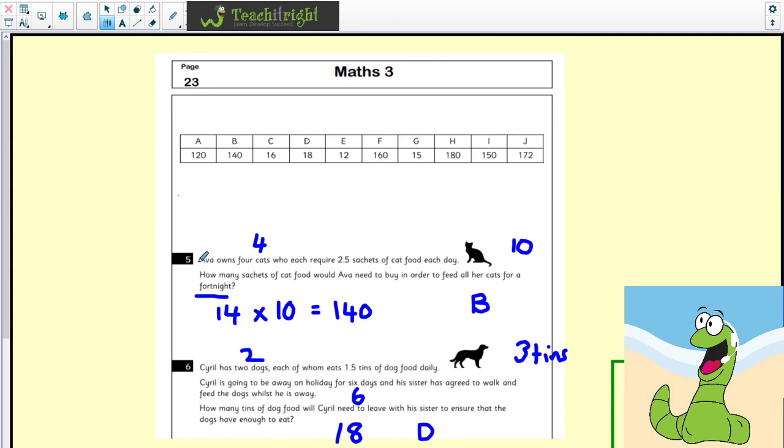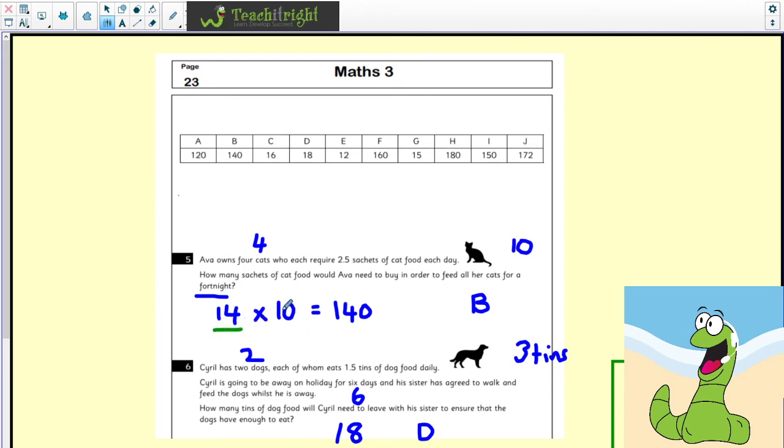So I did miss out question 5 and 6. I'm just going to go back to those just to make sure we've covered these off. Ava owns 4 cats who each require 2.5 sachets of cat food each day. I've written 4 there. How many sachets of cat food would Ava need to buy in order to feed all her cats for a fortnight? So a fortnight is 14 days.